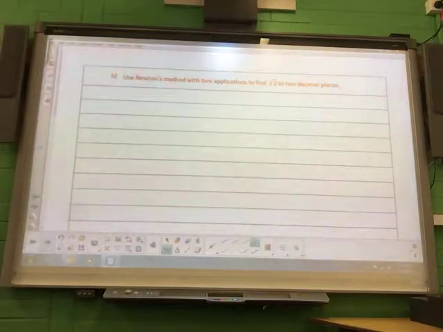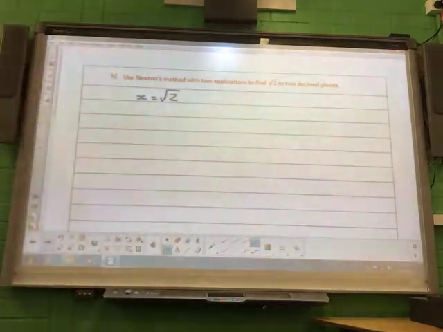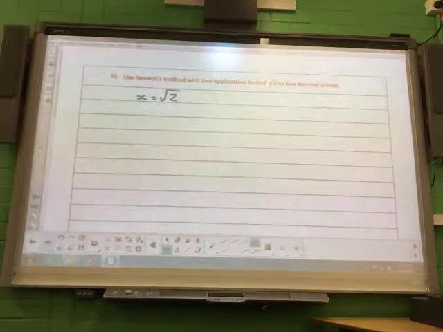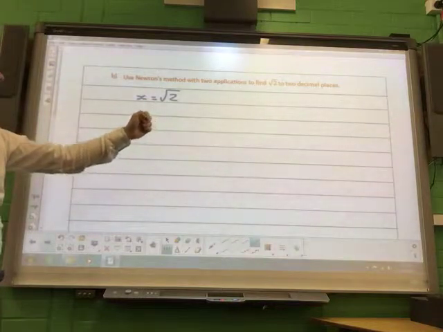Alright, use Newton's method, twice, with 2 applications, to find the square root of 2 to 2 decimal places. So, is that saying x equals square root of 2? If that was the solution to your root, what would the equation have been previously, so going backwards? What equation would I have had to solve so that my solution would have been square root of 2? To get the square root of 2, I would have had to take the square root of both sides. That was the problem.